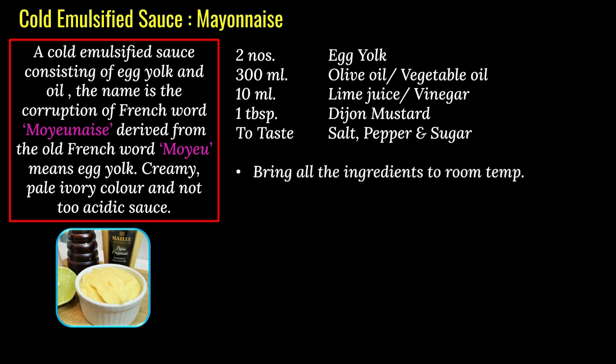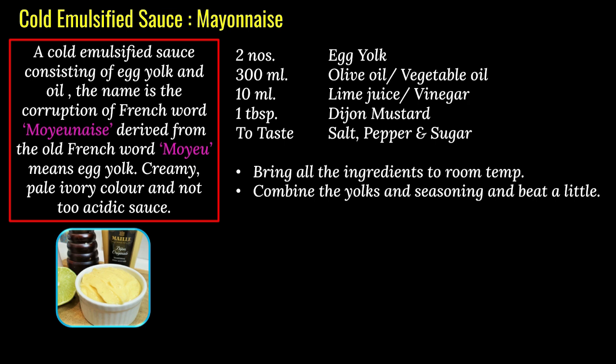Method: bring all the ingredients to room temperature. Very, very important. Bring all the ingredients to room temperature. They should not be cold or refrigerated. Combine the yolks and seasoning and beat a little. You take a bowl, take the egg yolk and all the other ingredients, the seasoning part, salt, pepper, and sugar, and mix it with a beater.